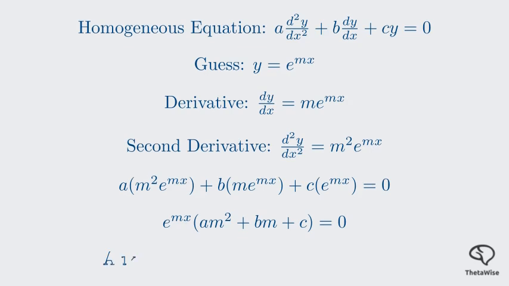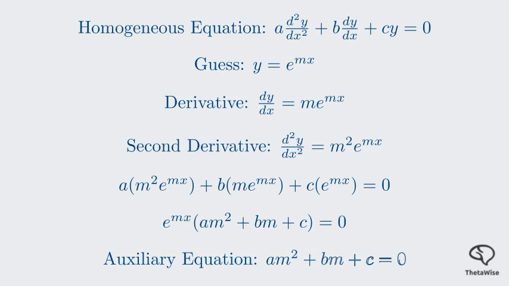This gives us what's called the auxiliary equation, or characteristic equation. It's a simple quadratic equation. The roots of this equation will give us the values for m, and those values will determine the form of our complementary solution. There are three possible types of roots for this quadratic equation. Let's look at each case.